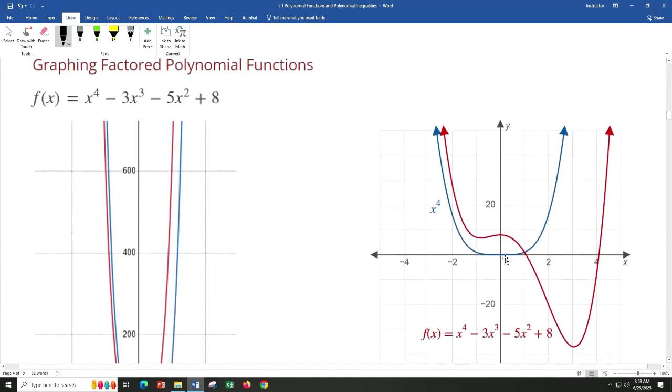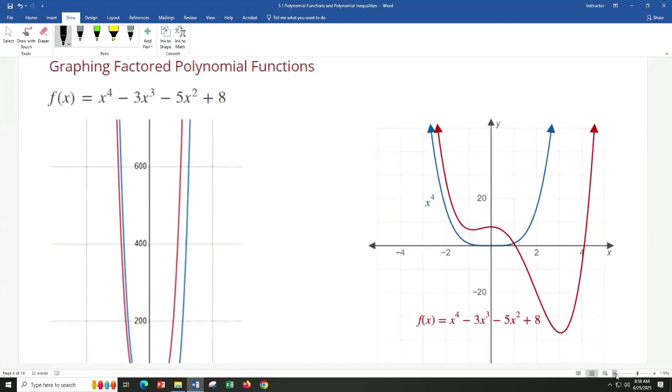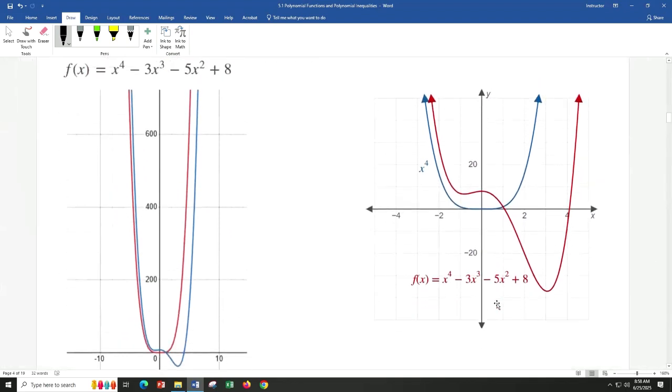Graph of a factored polynomial function. Notice we've got x to the fourth. But look at what's happening right near the origin. Now, right here, you can kind of see it. Here's my base graph, right here. By the way, the reason for the color change, don't get confused by that. One was done on Desmos and one was done actually from your book. One I pulled in from Desmos.